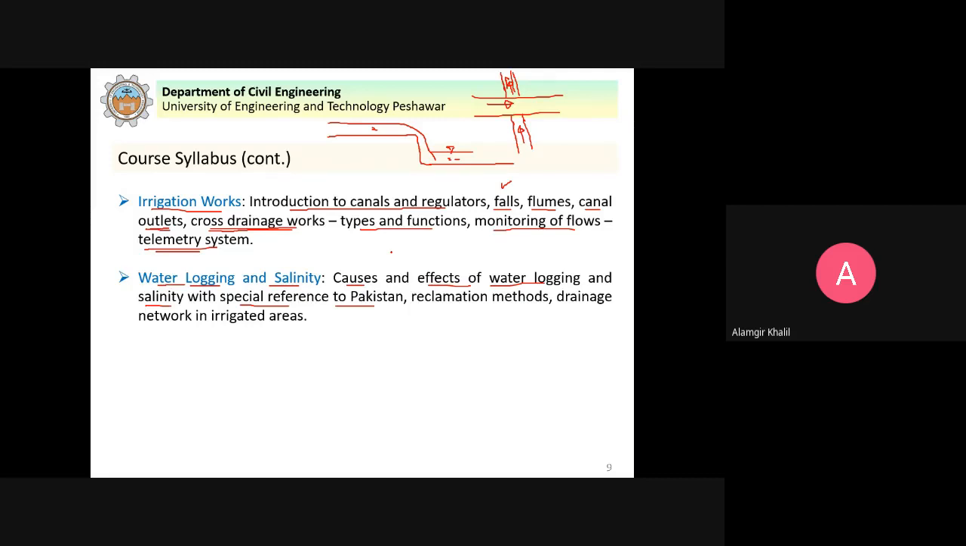Because of the construction of the Tarbela Dam, because we store a huge quantity of water in the Tarbela reservoir, what happened is that because of the seepage of the water, the adjoining areas, you see Mardan, Swabi, those areas were affected by this raising of the water table.